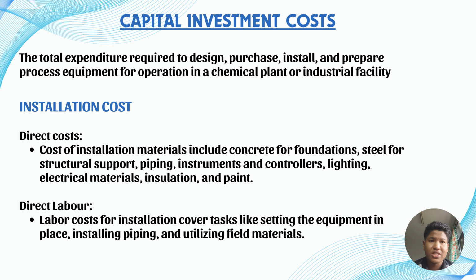Capital investment cost is the total expenditure required to design, purchase, install and prepare the equipment for actual operation in a chemical plant or industrial facilities. Installation costs are considered a direct cost, and they typically fall under two main categories: the installation materials and the direct labor.